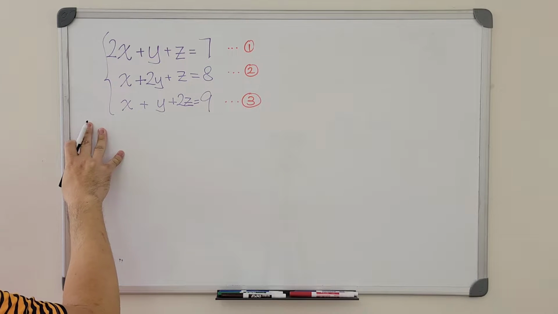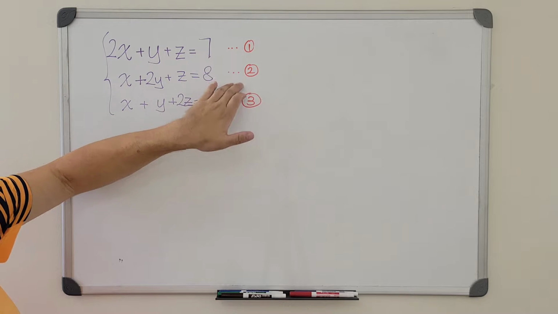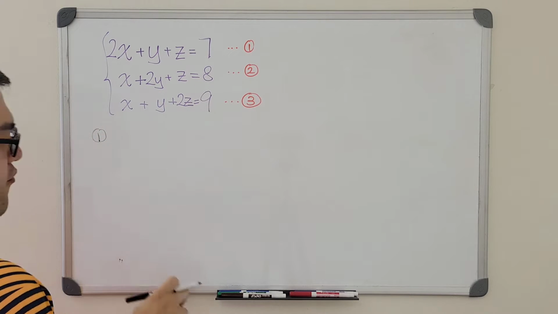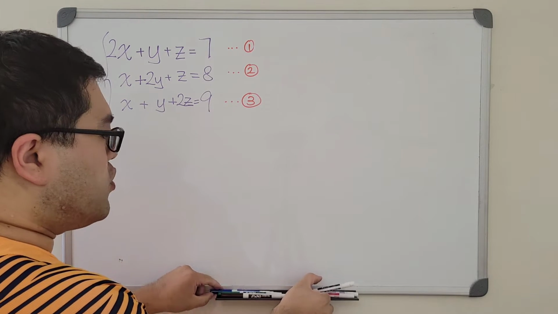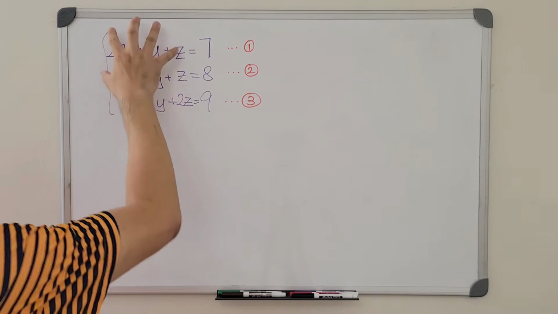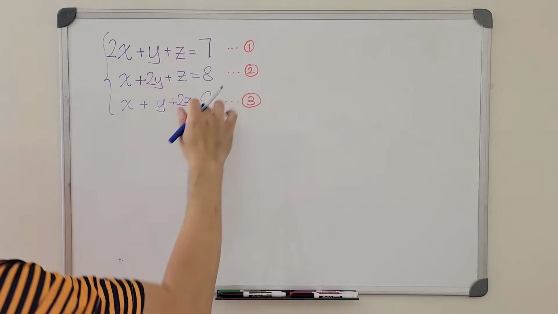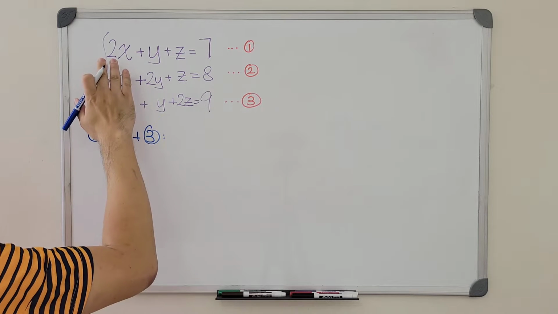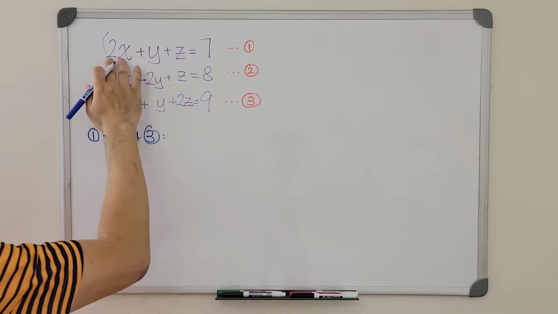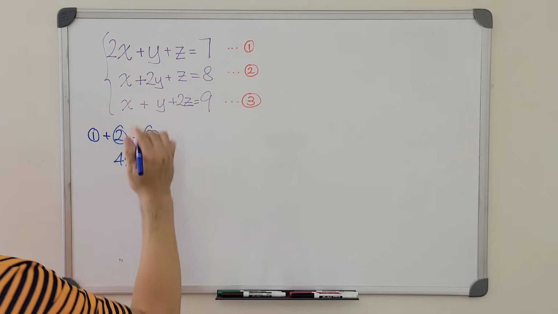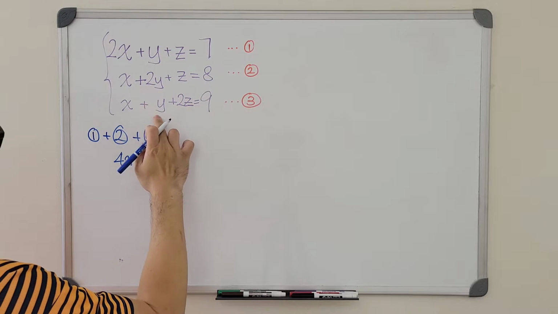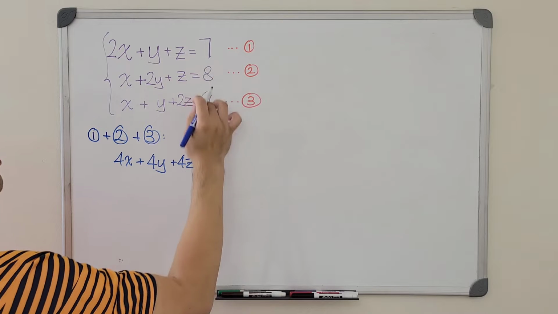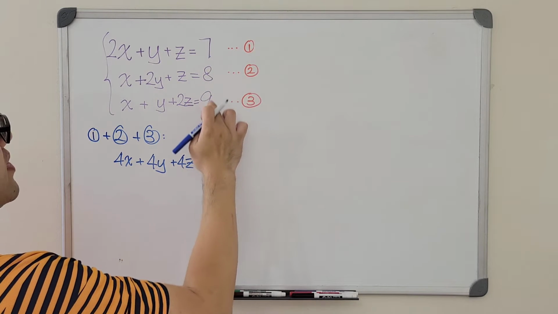So here we go. First, of course, I already labeled the equations 1, 2, and 3. Here is our first step: we're going to add all three equations together, adding the left-hand sides together and the right-hand sides together. On the left-hand side, we have 2x, 3x, 4x, so we get 4 copies of x, plus 1 plus 2 plus 1 gives 4 copies of y, plus 4 copies of z, which is equal to the right-hand side, 7 plus 8 plus 9, which is 24.